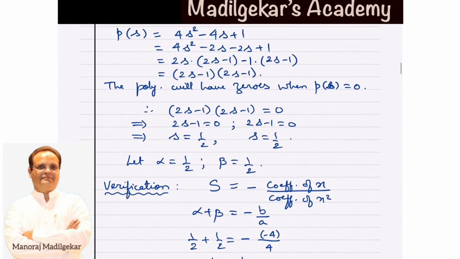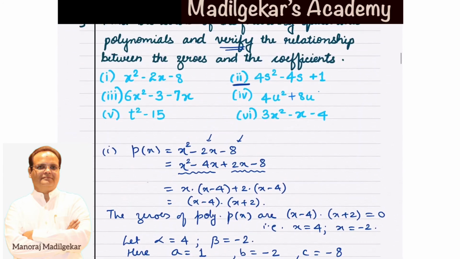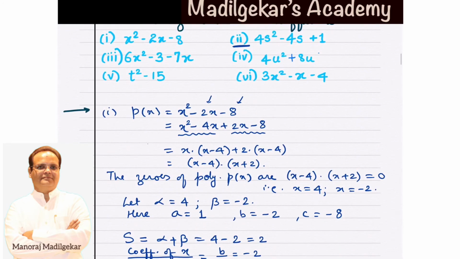It's very simple. Let's try one more example. Here in the third, you have to first rearrange the terms. 7x is to be taken in the middle.